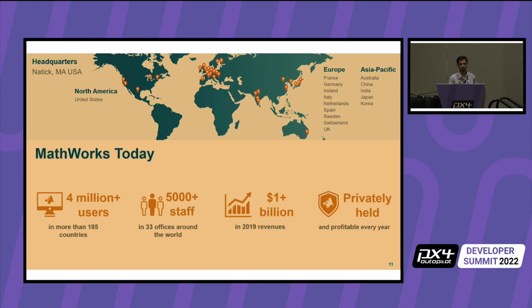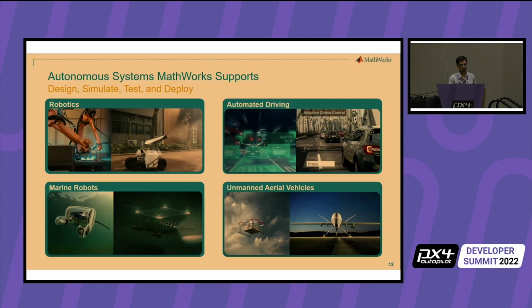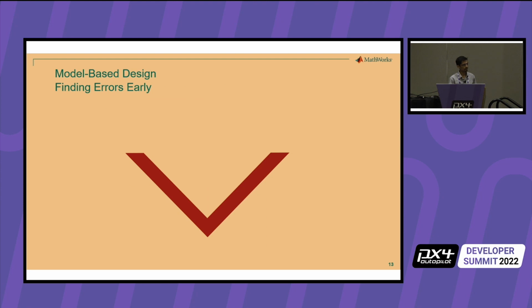Millions of users there. We have grown as a company, more than 5,000 employees now. We are a $1 billion revenue company recently, and we have multiple offices, and our headquarters is in Natick near Boston. And about our robotics group, we support various different kinds of robotics applications, including manipulators, ground robots, autonomous driving, UAVs, marine robots, and what our focus today is the UAV toolbox here.